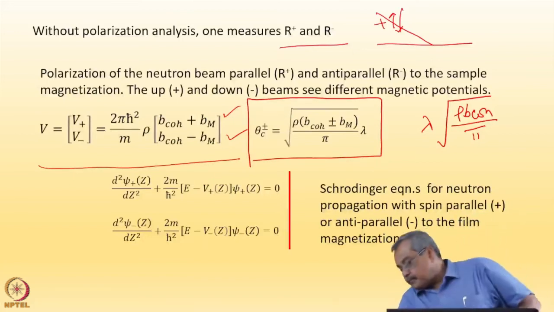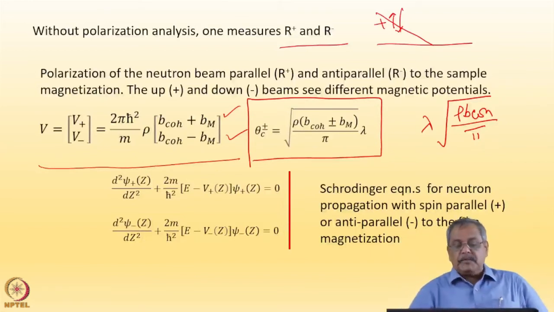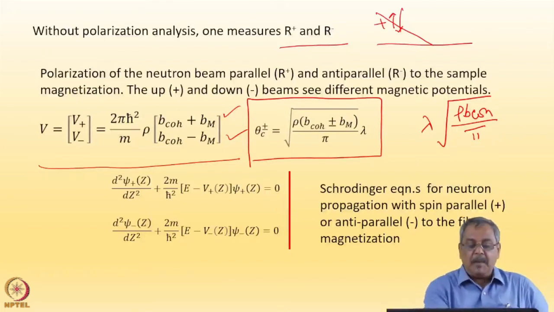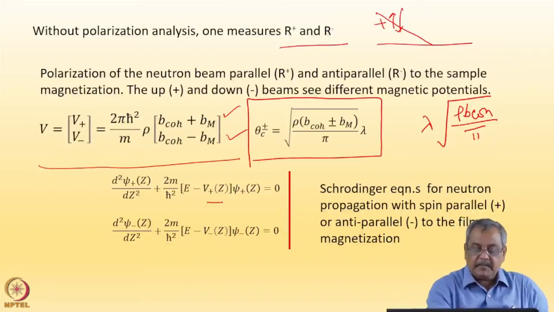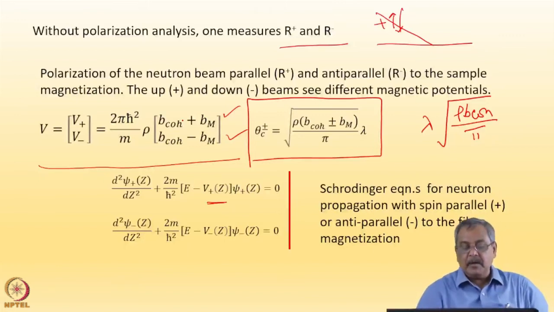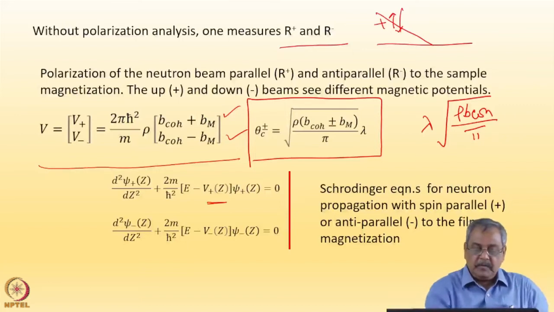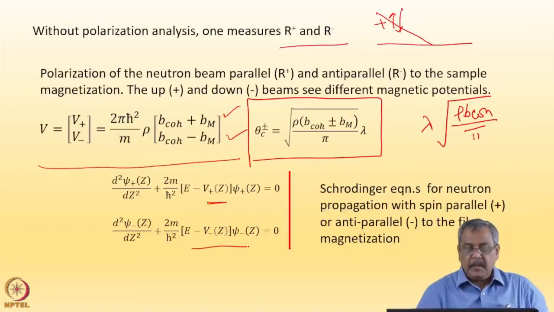So now we also have to consider the Schrodinger equation for propagation of these waves, and there are actually two equations. One for the up neutron, which is the standard form of the Schrodinger equation, where V plus is the potential which is mentioned here. Another one is for the antiparallel neutron, which is given by E minus V minus. So you can see the solutions are different and the critical angles will be different.